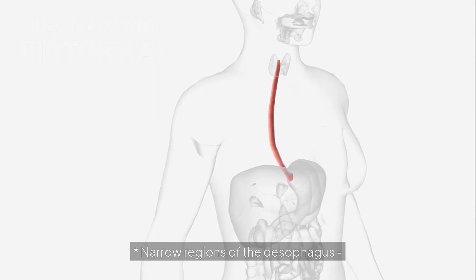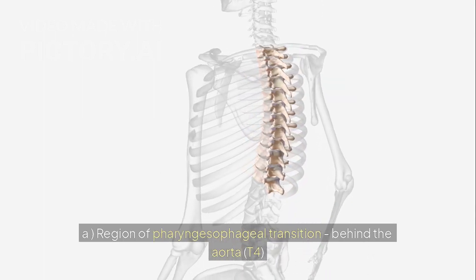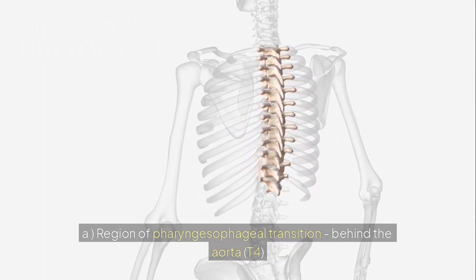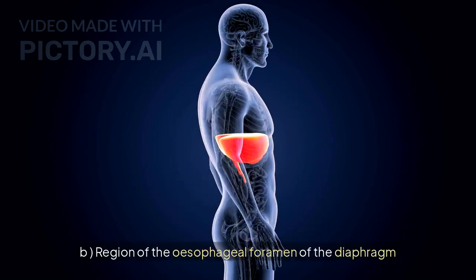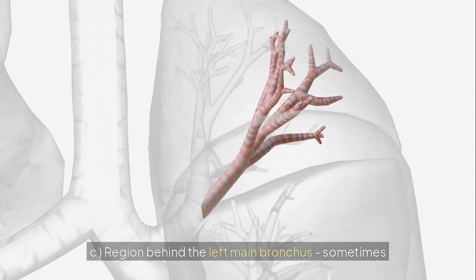Narrow regions of the esophagus. A. Region of the pharyngoesophageal transition, behind the aorta, T4. B. Region of the esophageal foramen of the diaphragm. C. Region behind the left main bronchus.